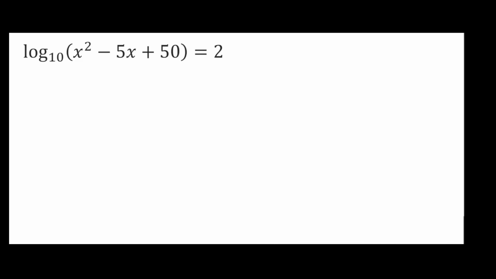Hello everyone, we are going to be solving the question we have on the screen, and it says log with the base of 10. Then the argument is inside the bracket, which is x to the power of 2 minus 5x plus 50. Everything equals 2. Now, how do we go about a question like this?